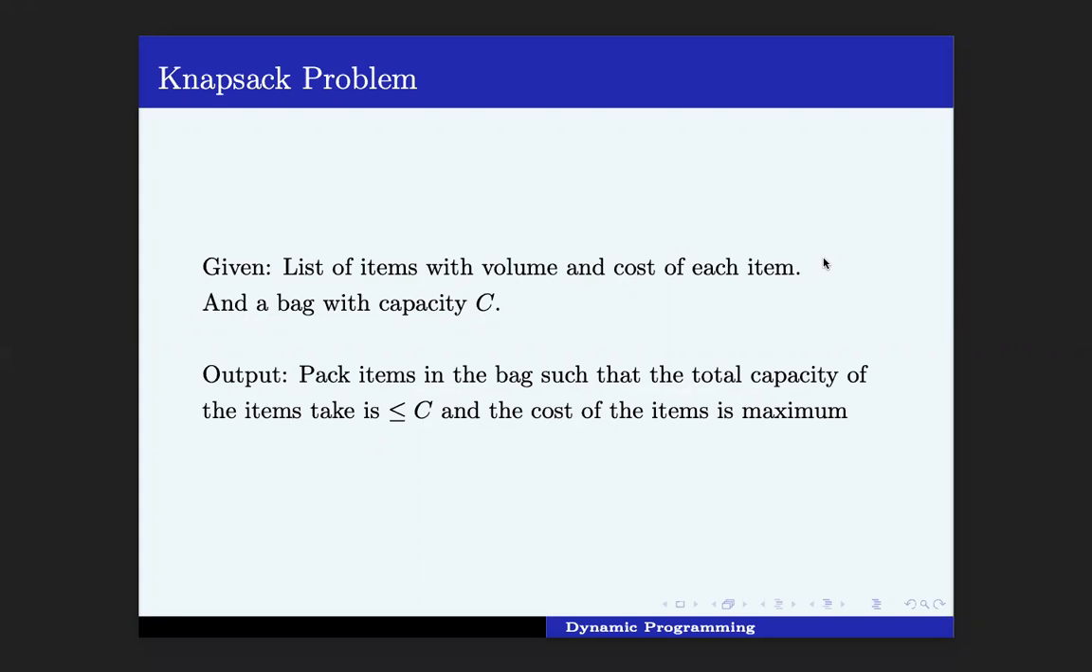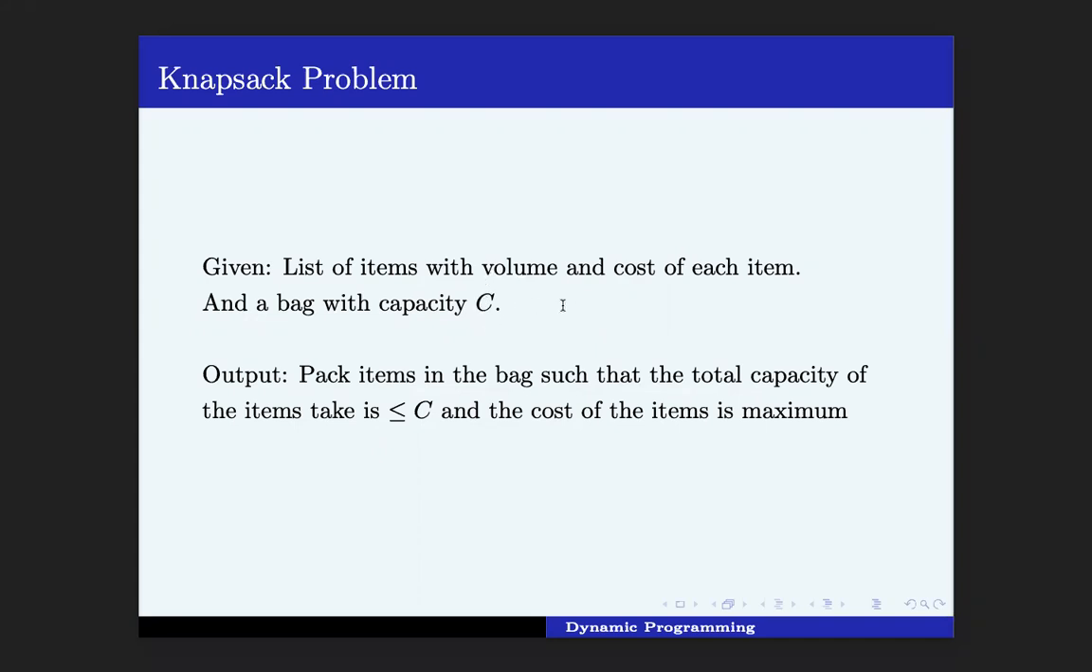Okay. And now I want to store these objects in a big sack or container. Now I know that that sack has a volume of C. Okay, that bag has a volume of C. Now I want to pack as many things as I can into this sack.